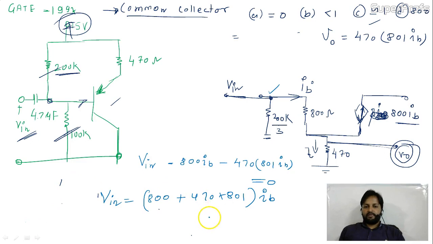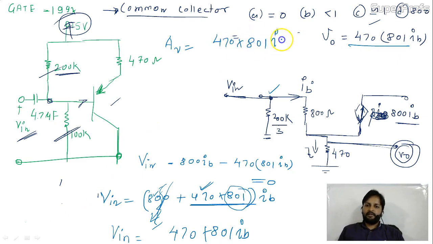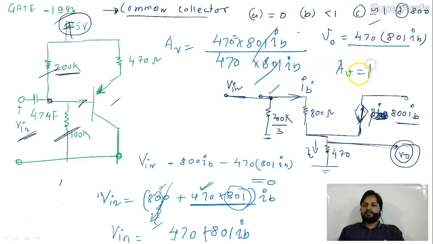Now with respect to this, 800 is very less. 470 is multiplied by 801, and this is only one time. This is a very small amount. So your V in is nearly 470 into 801 of IB. Means your gain is, this is your V naught, 470 into 801 of IB, and this is your V in, 470 into 801 of IB. So they will cancel out. AV is equal to 1, but this is not exactly equal to 1, this is nearly equal to 1.